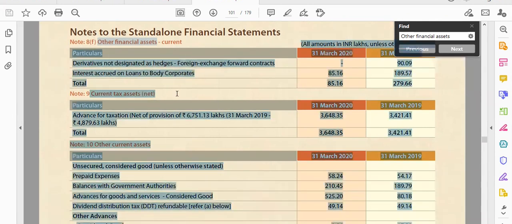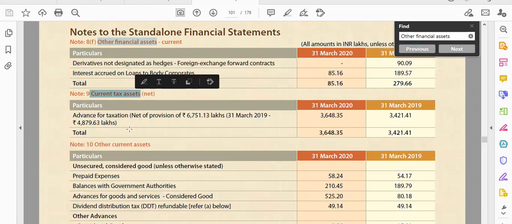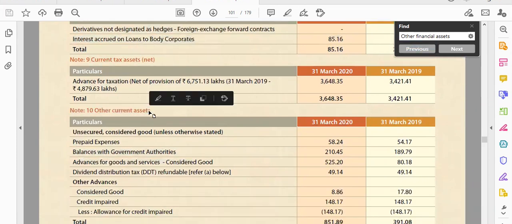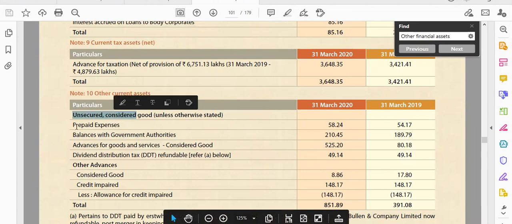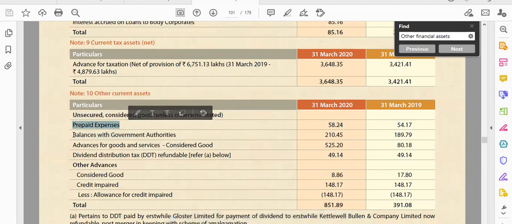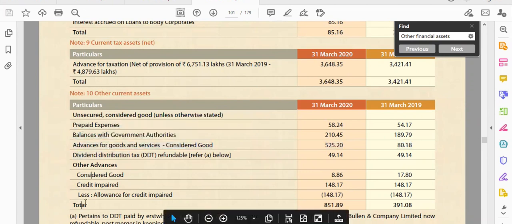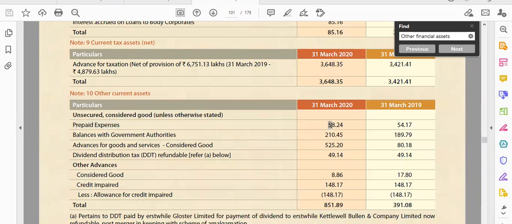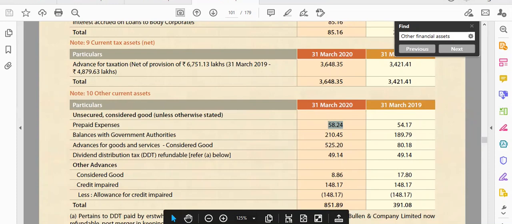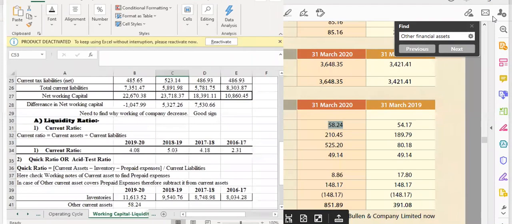Then we will also see, as I told you, the taxation, as its name suggests, it is a tax, so no need to see. But this current assets we need to see. Here, if I read the given particulars, you will see first is secured and unsecured goods, but here prepaid expenses is given, correct? Then these all balances we will not consider. But in prepaid expenses specifically, the company has mentioned 58.24 as prepaid expenses. So this prepaid expenses we will take here in our calculations. Okay, here we will take this particular information.